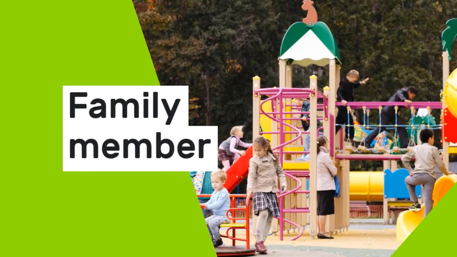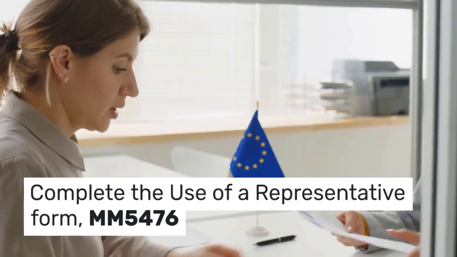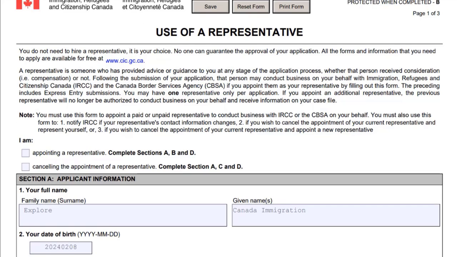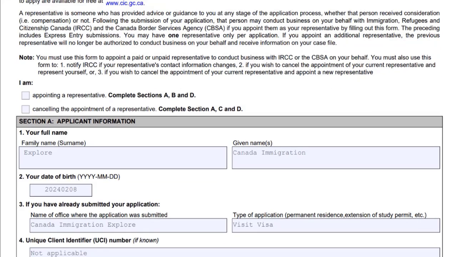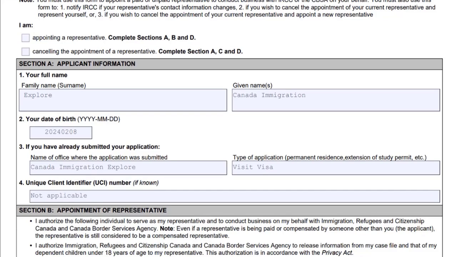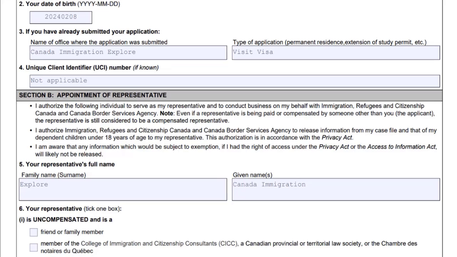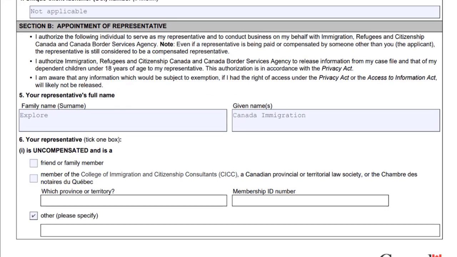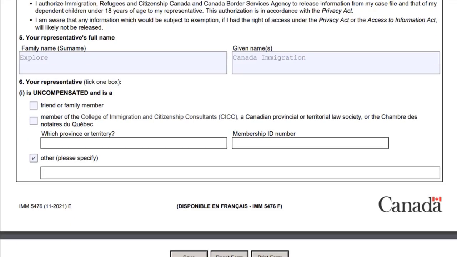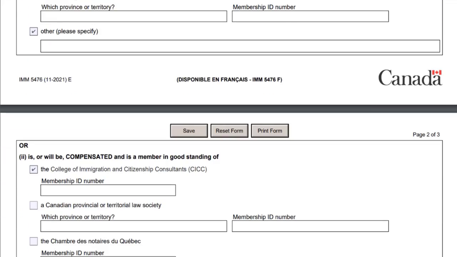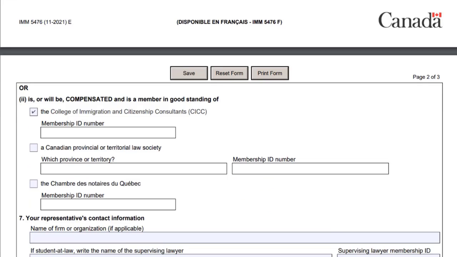If someone, such as a family member or third party, is applying on behalf of the visa applicant, they must complete the Use of a Representative form, IMM 5476. Hiring a representative is optional, and no one can guarantee the approval of the application. All necessary forms and information for the application are available for free at www.cic.gc.ca. A representative is someone who has provided advice or guidance during the application process, whether compensated or not.